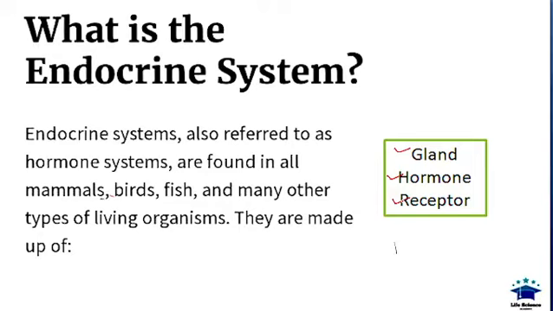Hence, the endocrine system includes not only the endocrine glands but also hormone-secreting cells. Organs such as the hypothalamus and thymus are not classified as endocrine glands but contain cells that secrete hormones.